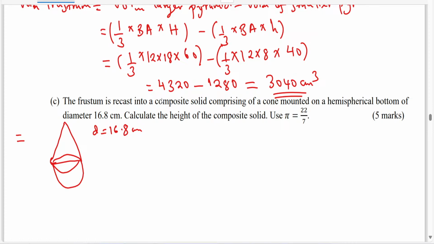So let's calculate the height of the composite solid. It's very easy. So okay, let's calculate it. So first, let's calculate the area, sorry, not the area, but the volume of the hemisphere.